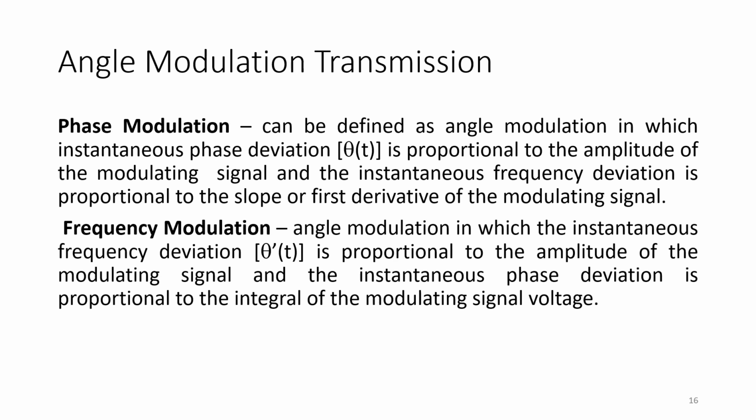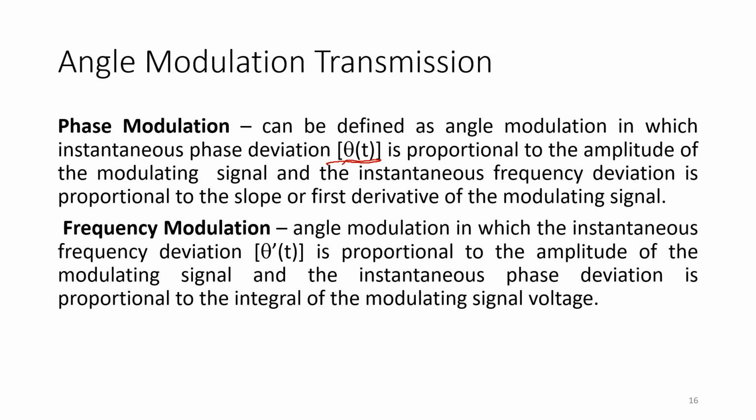Okay, let us now define phase modulation based on the four definitions or four terms that we have defined previously. Phase modulation can be defined as angle modulation in which the instantaneous phase deviation is proportional to the amplitude of the modulating signal, and the instantaneous frequency deviation is proportional to the slope of the first derivative of the modulating signal. Okay, so how about frequency modulation?